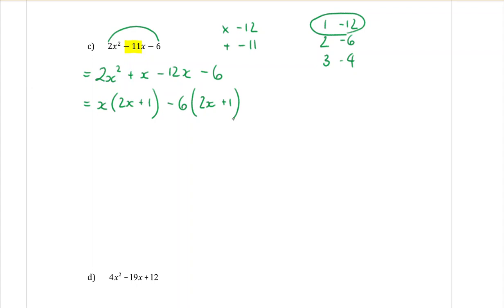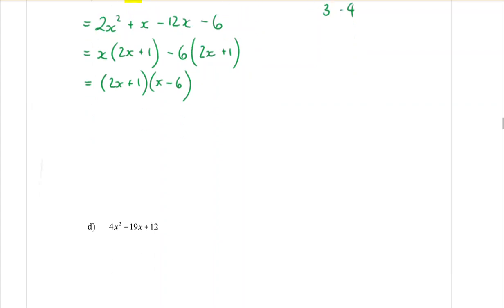The brackets here will always need to be the same. If they are not the same, you have probably made an error in the numbers that you have chosen or in your factorising somewhere. These have to be the same. So 2x plus 1 is now a common factor. It will come out the front. And the x take away 6. The x from the front here and the minus 6 come together into the second bracket. Are we going okay? Yes, lovely.